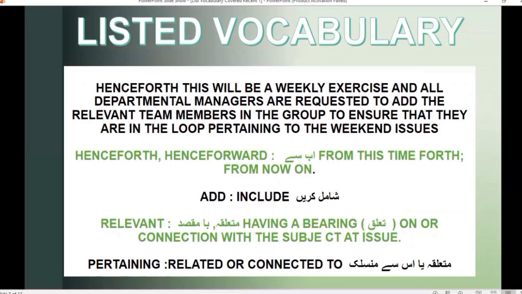Henceforth, this will be a weekly exercise, and all the departmental managers are requested to add the relevant team members in the group to ensure that they are in the loop pertaining to the weekend issues.